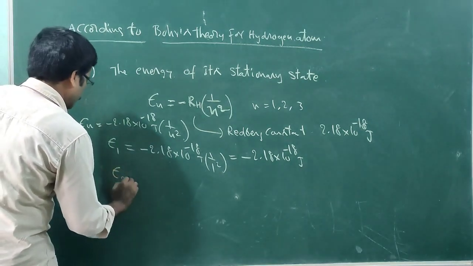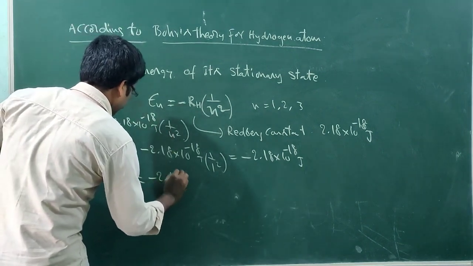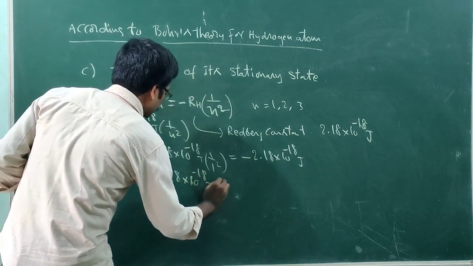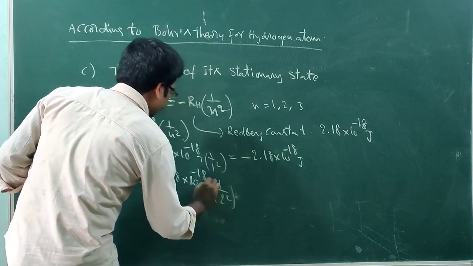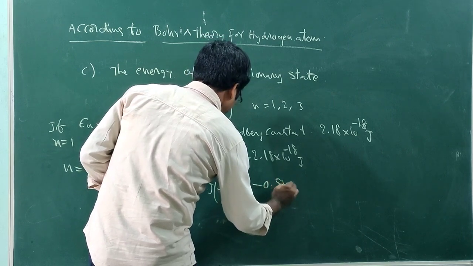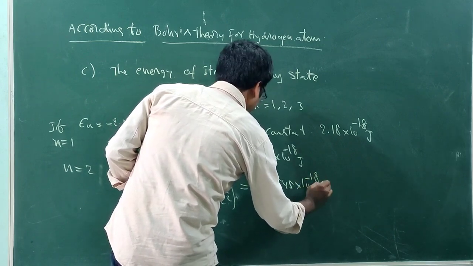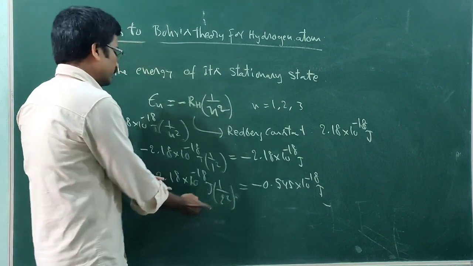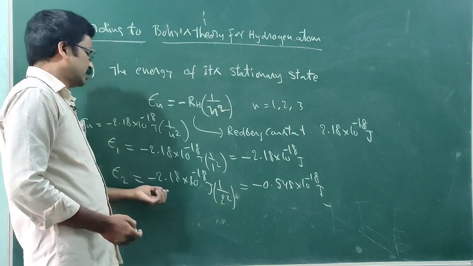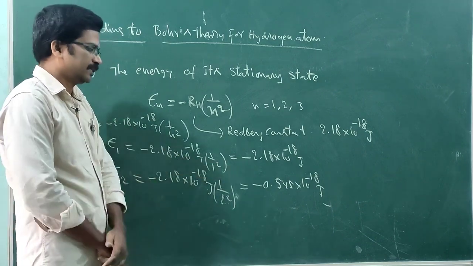If n is equal to 2, we may write like this and substitute the 2 value here. Then 10 to the power of minus 18 joules under 2 square. Then what you get is minus 0.545 into 10 to the power of minus 18 joules on calculation by 4. Simply we can get 2.2 by 4, and 2 by 4 means 0.5. That is the reason why I have given it like this.